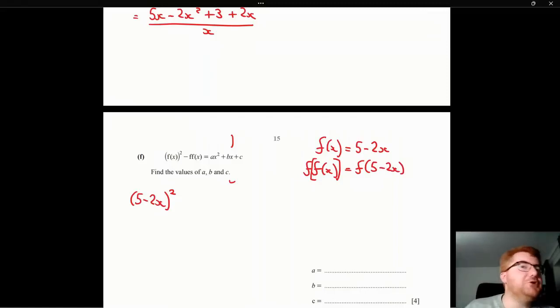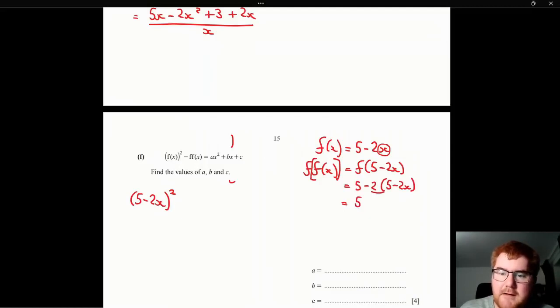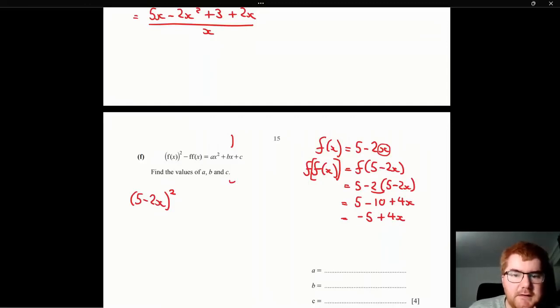We're a bit Inception-like here. We're inserting into this x a 5 minus 2x. So we get this. And then a little bit of expansion here. We've got 5 minus 10 plus 4x, which we can simplify to minus 5 plus 4x. So we have (5 minus 2x) all squared minus (minus 5 plus 4x). So we just need to expand this out.